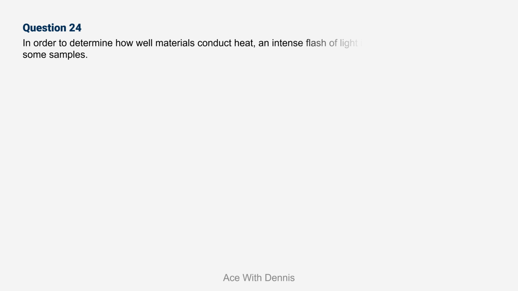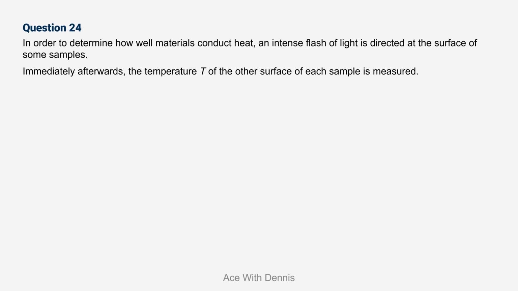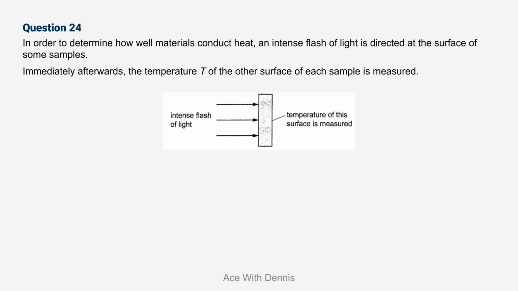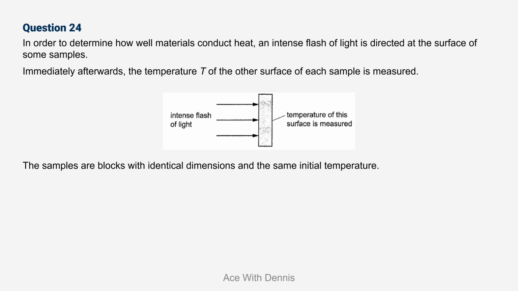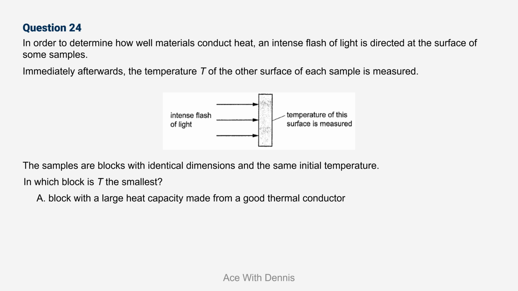Question 24. In order to determine how well materials conduct heat, an intense flash of light is directed at the surface of some samples. Immediately afterwards, the temperature T of the other surface of each sample is measured. So this diagram illustrates this experiment. The samples are blocks with identical dimensions and the same initial temperature. In which block is T the smallest?